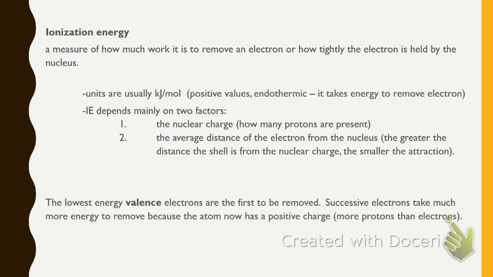So ionization energy is how much energy does it require to remove an electron? Or how tightly is that electron bound to the nucleus? The units are going to be kilojoules per mole in most cases. They are positive values because we have to put energy into the system to remove it. So it's an endothermic reaction. It depends mainly on two factors, the nuclear charge, or effective nuclear charge, and the distance. Those are the two things we're going to be looking at. So the lowest energy valence electron is removed first, and then successive electrons take much more energy to remove because now the atom has a positive charge, because now we have more protons than electrons.